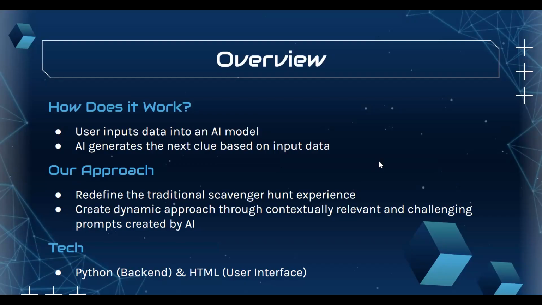Our project integrates AI into a scavenger hunt experience, so users can play in a unique way. What I mean by this is allowing the users to input data into the AI model, and depending on what the data is, whether an object or a location, we want the AI to generate a clue for that given data, right? And then based on the inputted data, the AI dynamically creates the next clue, making each hunt unique and adaptable.